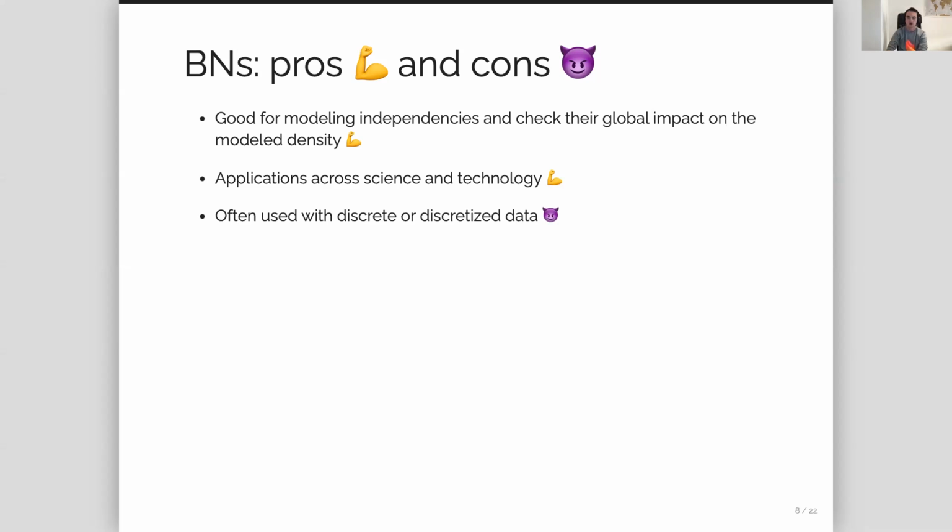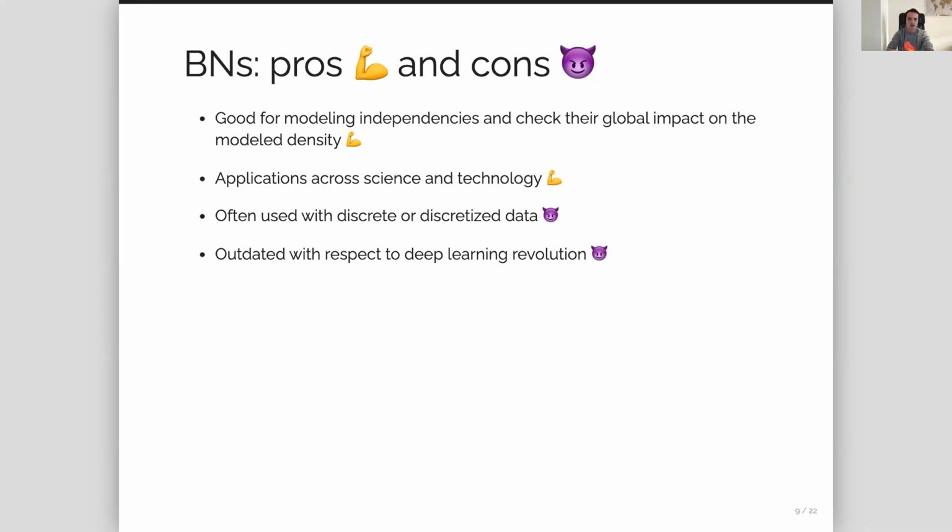Regarding the drawbacks, I think one is that real-world applications usually rely on either discrete data or discretized data. And so it makes them kind of outdated with respect to the deep learning revolution, which is trying to use very large datasets and continuous data.